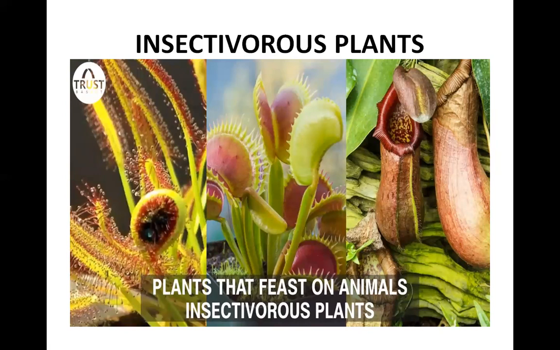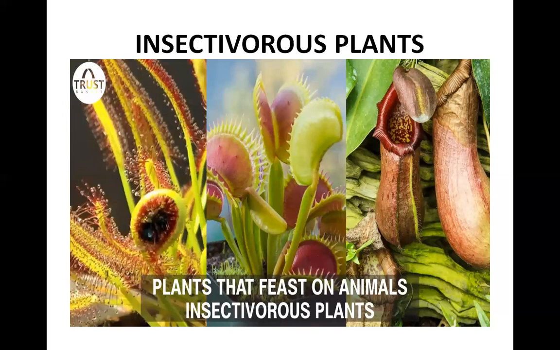Some other interesting plants about which we are going to learn are insectivorous plants and parasitic plants. Now, what are insectivorous plants? Some plants such as the Venus flytrap and the pitcher plant eat insects. They usually grow in areas where the soil has insufficient nutrients. So the plants get these nutrients by trapping and consuming insects.